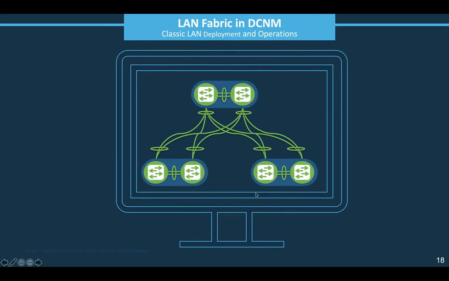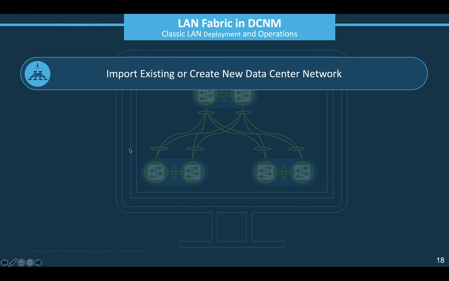So one crucial function of DCNM is the possibility to operate a classic LAN. And you can automate the configuration for traditional .1Q based connectivity such as SVI, HSRP, VRRP, VPC, configure physical and logical interface. In short, anything that you need to configure in a traditional data center network. You can import an existing data center network or create a new one from the ground up. DCNM records the configuration and displays the topology.